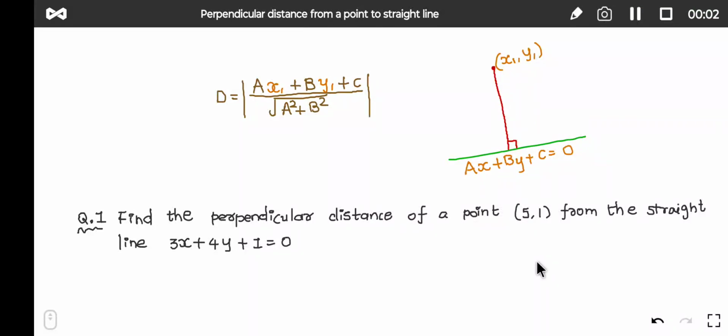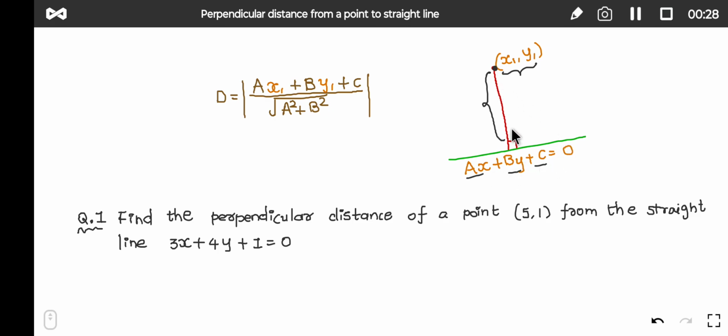Hello everyone. Our topic today is how to find the perpendicular distance from a point, let's say x1 comma y1, to a straight line. The distance between this point and the straight line ax plus by plus c is equal to 0. Let us consider this point is x1 comma y1 and one straight line is given, ax plus by plus c is equal to 0.